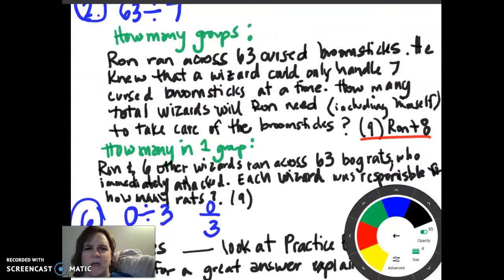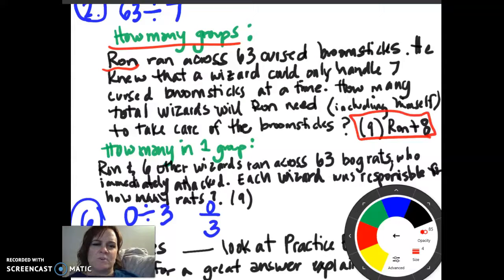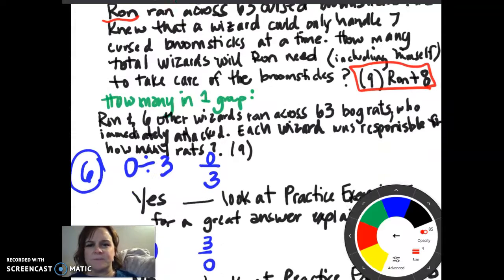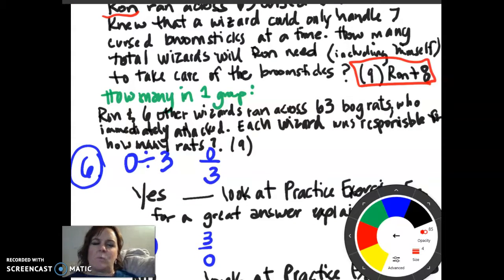In the first one, I did a how many groups problem, and I wrote that Ron, who's a wizard, by the way, Ron the wizard, ran across 63 cursed broomsticks. He knew that a wizard could only handle 7 cursed broomsticks at a time, of course. So how many total wizards will Ron need, including himself, to take care of the broomsticks? This is a how many groups problem, and of course the answer would be 9, which would be Ron plus 8 other wizards.